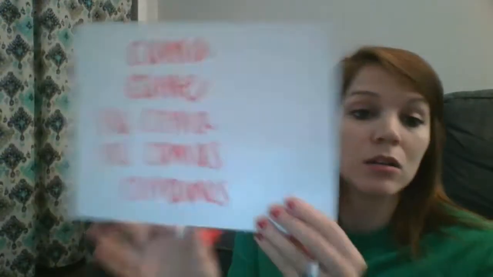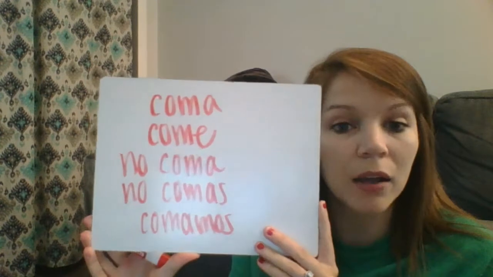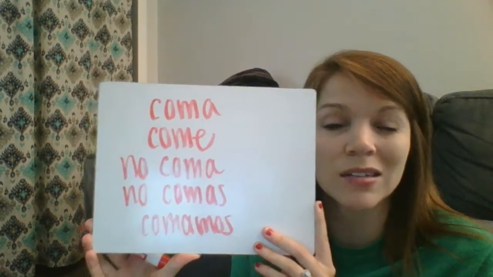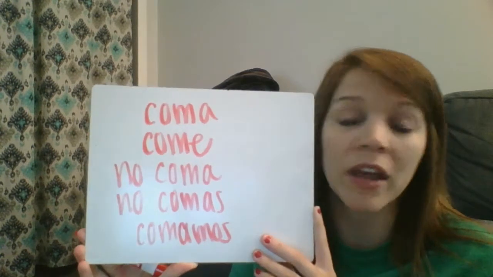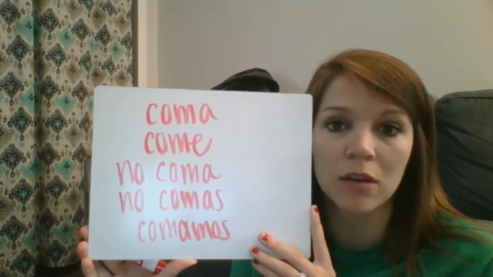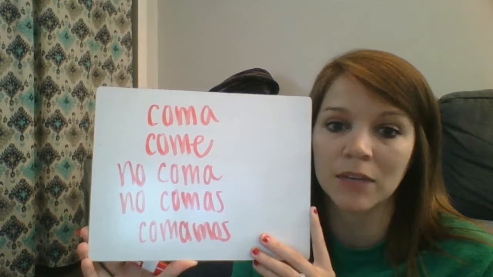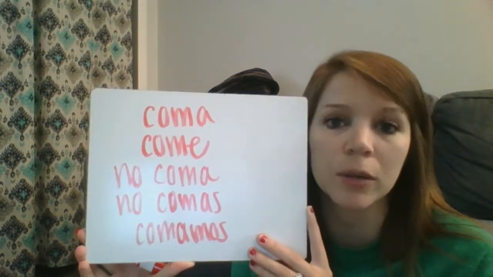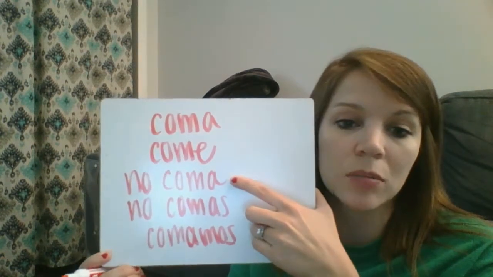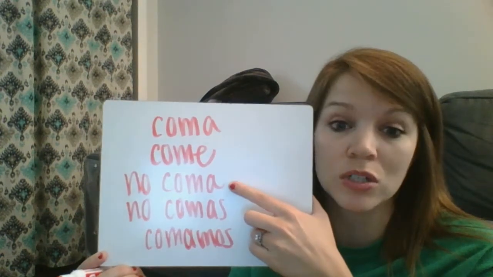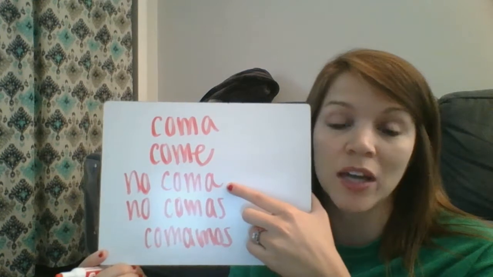So here's what comer looks like. You know, we've got coma, that is your usted command because that is the opposite ending of an ER verb, coma. We've got come for our friend. That is the positive tú one. That is our friend. It is the normal ending. It's just the él form of the verb. We've got no coma. You know that this is the negative usted one because it's in the usted form, which is just the he, she ending. So that's why it's just coma.